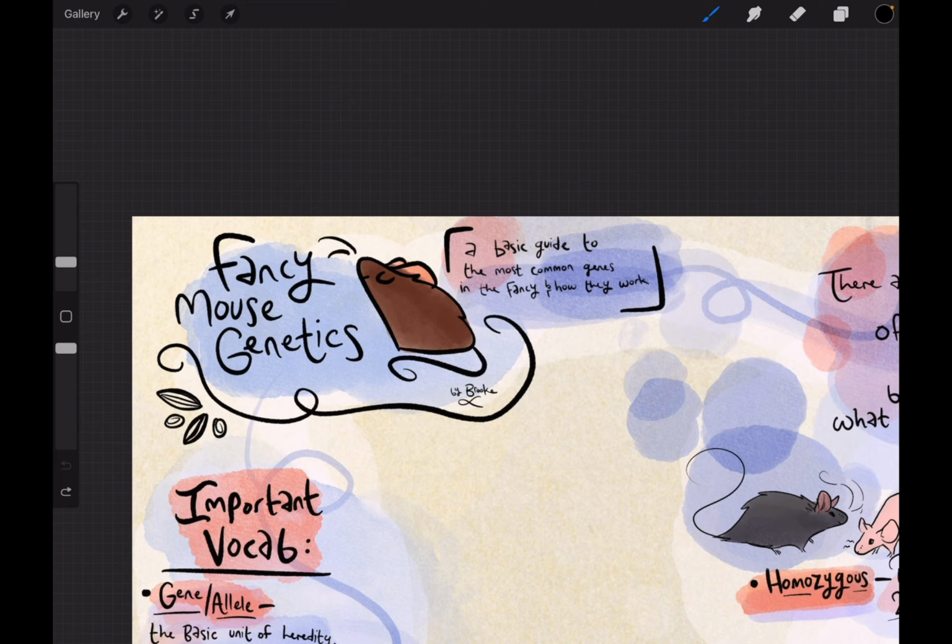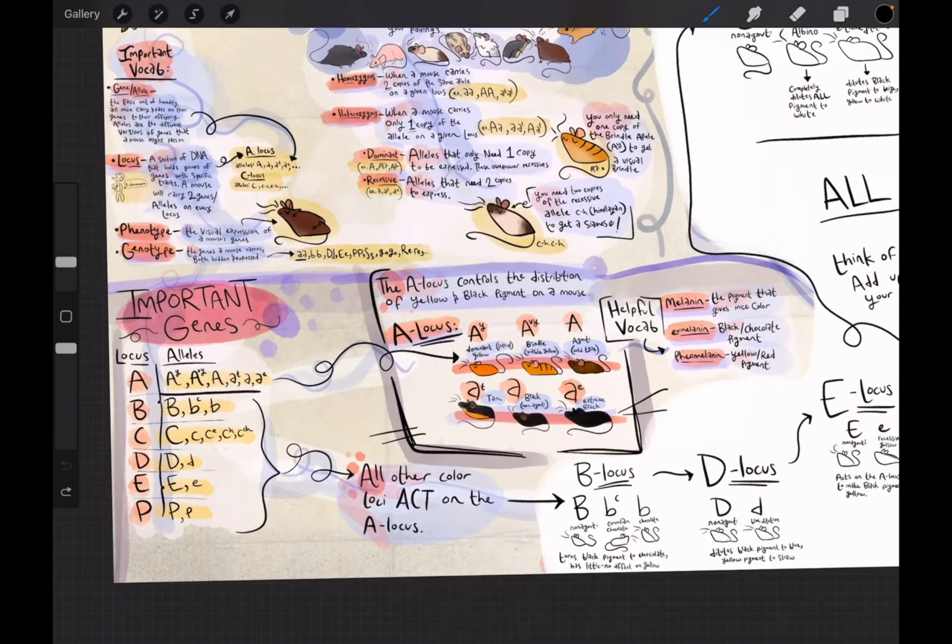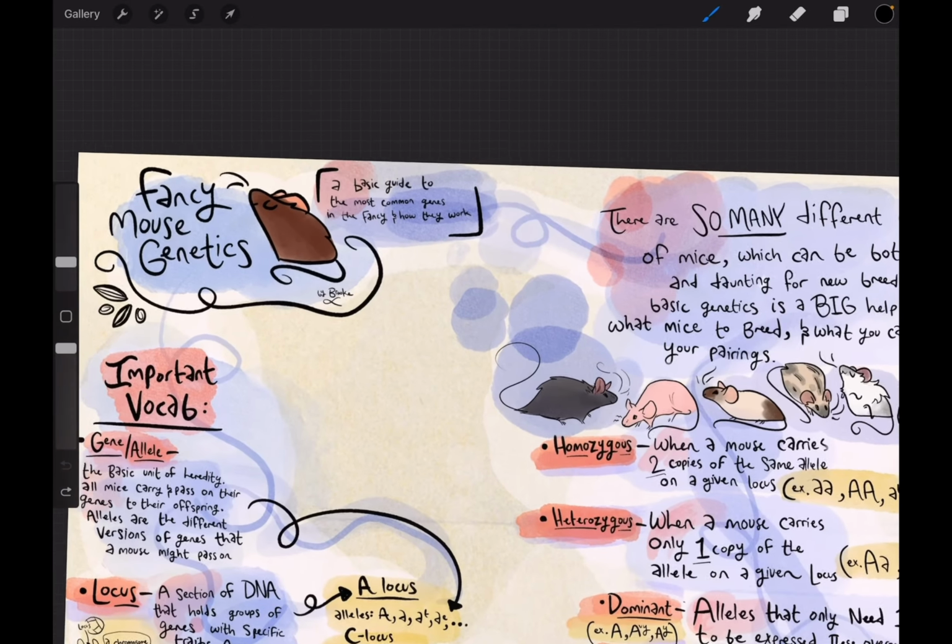Today we are finally going to be getting to part 2 of this Fancy Mouse Genetics Guide, specifically on color genetics.